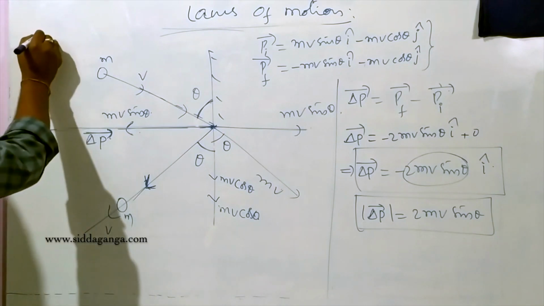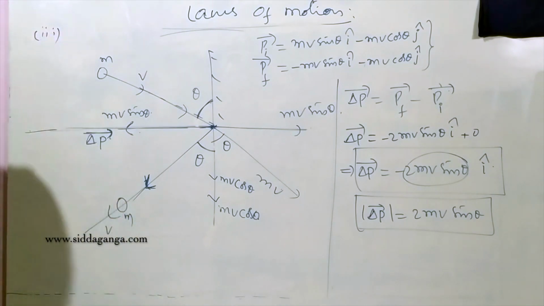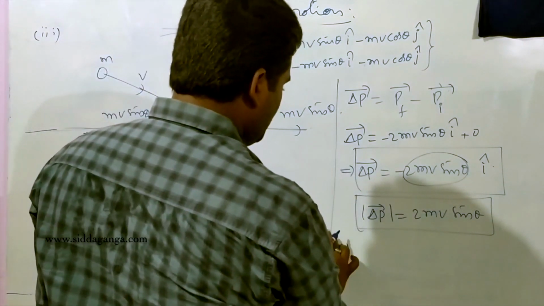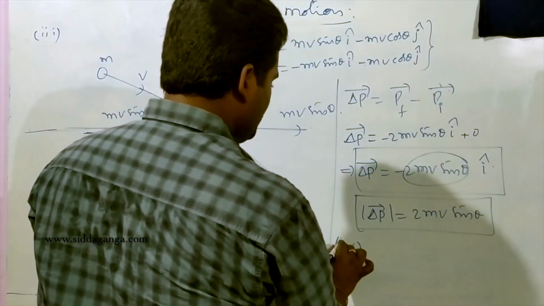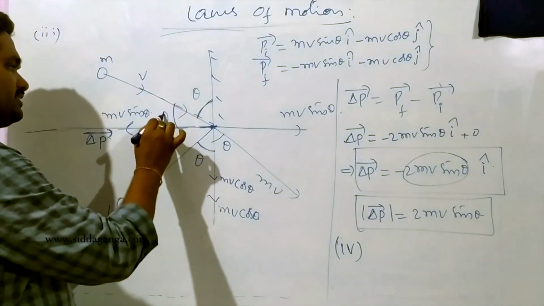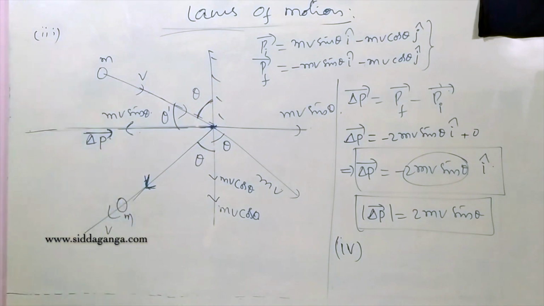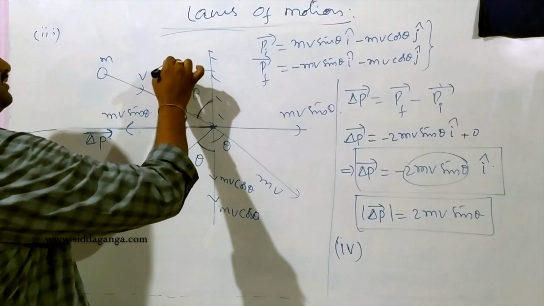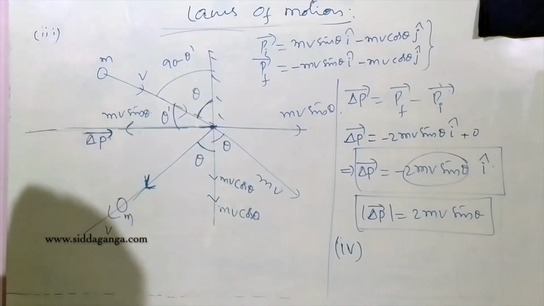This is a very important thing to learn. The same thing, instead of making an angle theta with the wall, if they mention that it is making an angle theta dash with the normal to the wall, then this angle will become how much? 90 minus theta dash. Got this point?